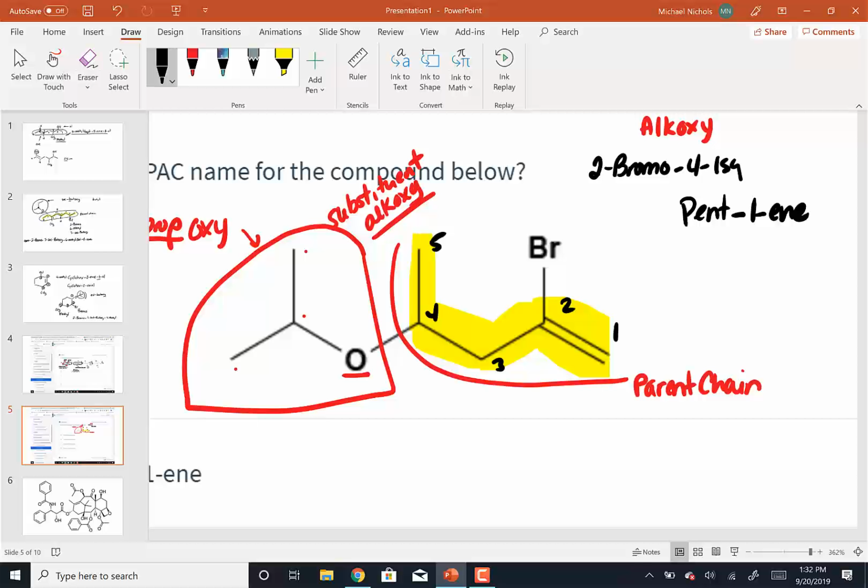4-isopropoxy pent-1-ene. So again, the alkoxy group plays no role other than maybe it would break a tie in the numbering of the chain because of alphabetization. But other than that, it exerts no other influence because it's at the bottom, just like a bromo.